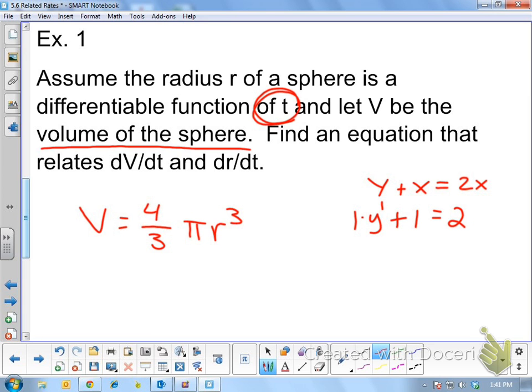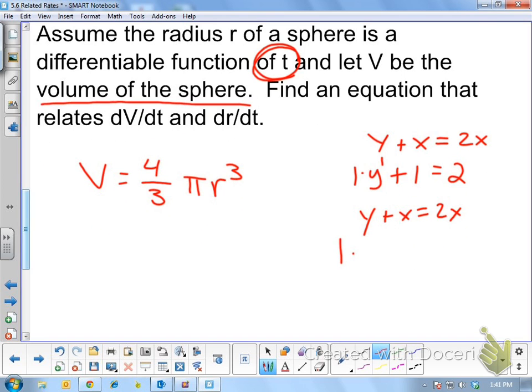But let's do this in Leibniz notation. What if I did this same problem in Leibniz notation? The derivative of y is 1, and in Leibniz notation, what would we multiply it by? dy/dx. The top variable is what we're trying to take the derivative of. The bottom is what we're trying to take the derivative with respect to. So dy/dx.